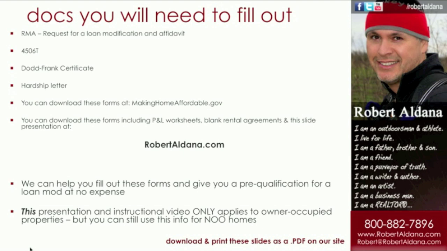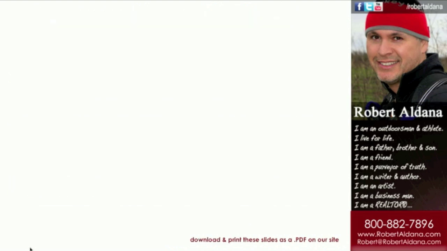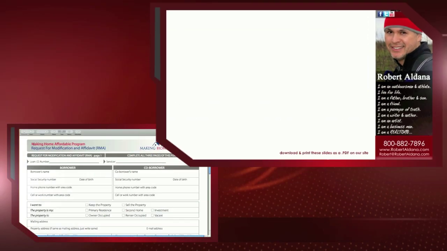And this presentation, just so you know, an instructional video only applies to owner-occupied properties, but you can also use this video and information for non-owner-occupied homes. It's just pretty tough to get a loan modification for a non-owner-occupied home, but you can still use this information towards trying to obtain one of those type of loan modifications also. So let's get to the documents.